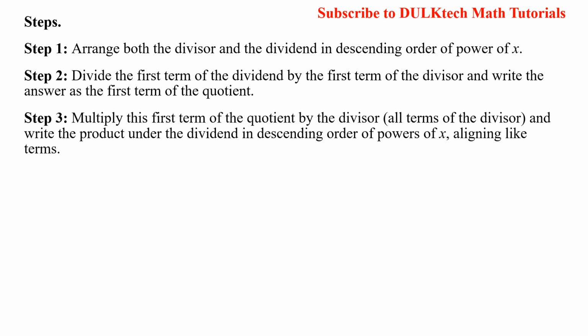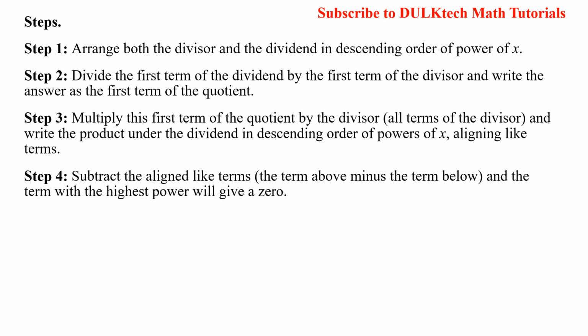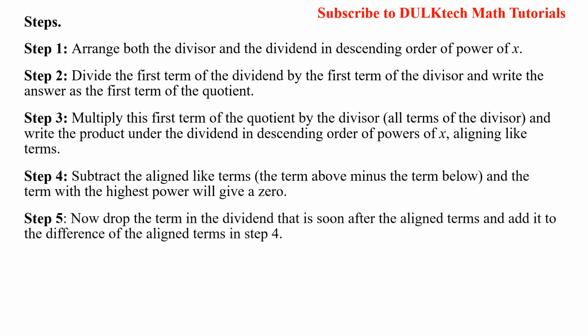Right, let's move on to the fourth step where we subtract the aligned like terms, making sure that we are subtracting the one below from the one above, and the term with the highest power will definitely give you 0. So we'll be eliminating the terms with the highest power. Right, the fifth step is to drop the next term in the dividend that is soon after the aligned terms and add it to the difference of the aligned terms in step 4 above.